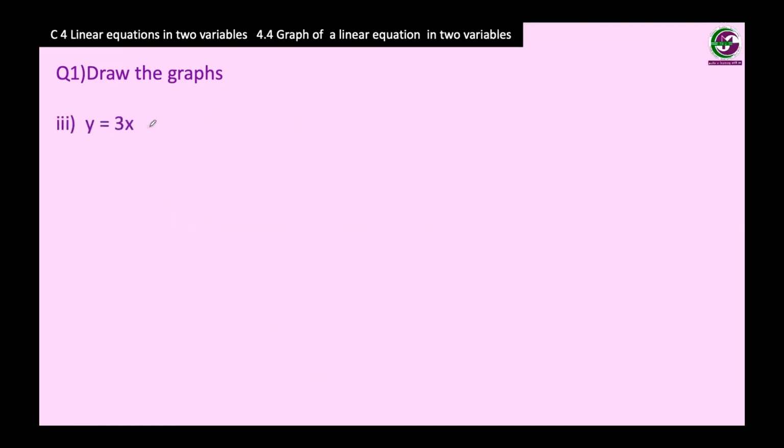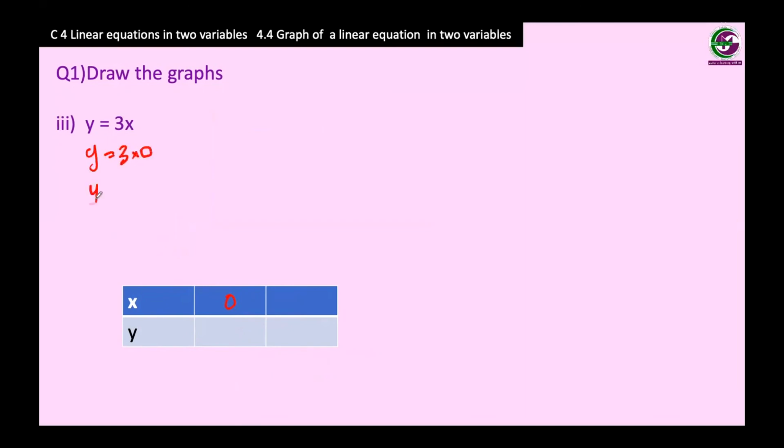y is equal to 3x. Again, let's draw the table, x and y. If x is equal to 0, what will happen? 3 times 0, so y is also 0. In this question, if you replace the value of y with 0, again you will get the answer 0. So what we have to do is replace x or y by any other number.